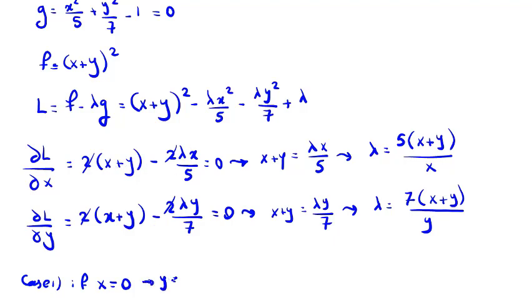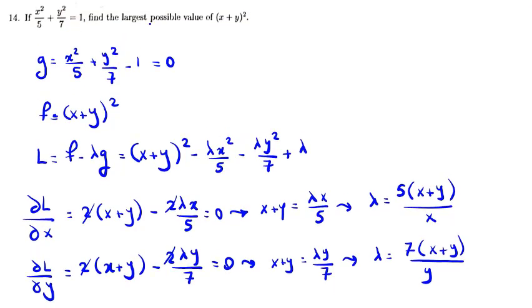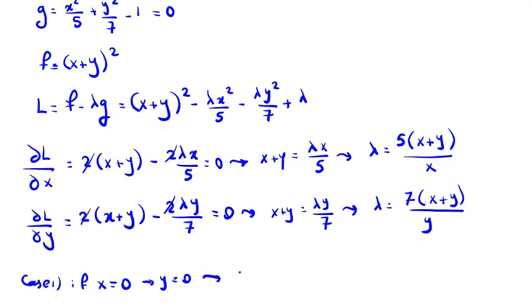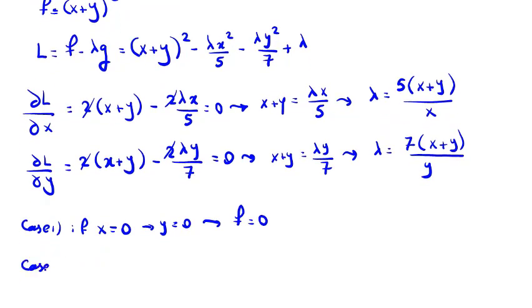So y also equals 0. In this case, the problem says x and y can be any real number. So in this case, f equals 0. Similarly, if y equals 0, then you can say x equals 0, then f equals 0. So case 2, we write without loss of generality, if one of them equals 0, we have this.